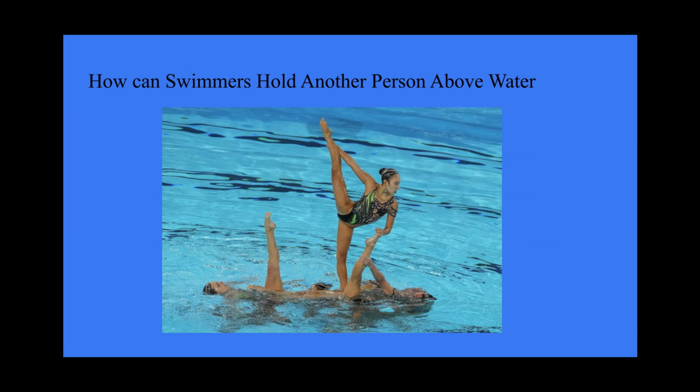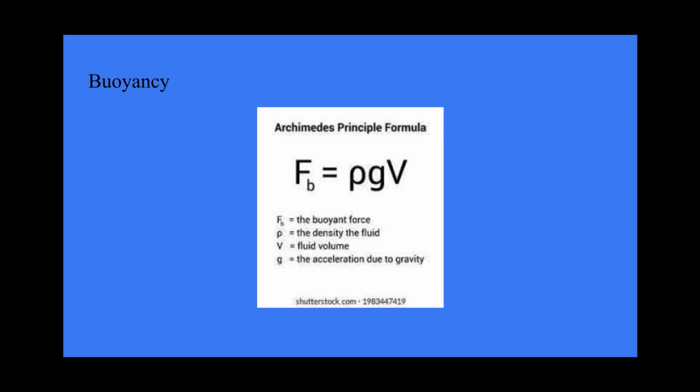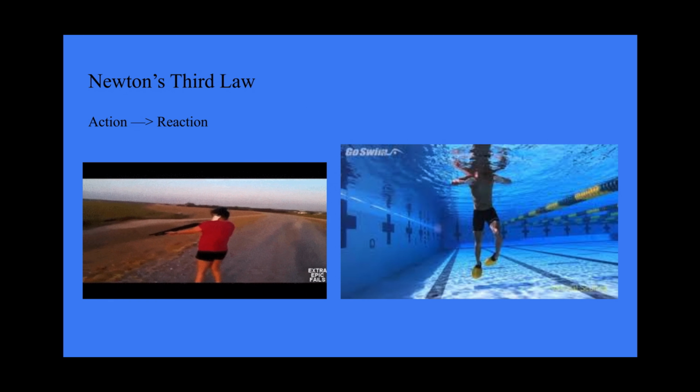One of the most impressive feats in swimming is lifting another swimmer above your head while staying underwater. But how can they do it? The first major concept is buoyant force, described by Archimedes' principle. This equation shows that the upward buoyant force depends on the density of water, gravity, and the volume of water displaced. Because the human body is so close to the density of water, buoyancy significantly reduces a swimmer's apparent weight.